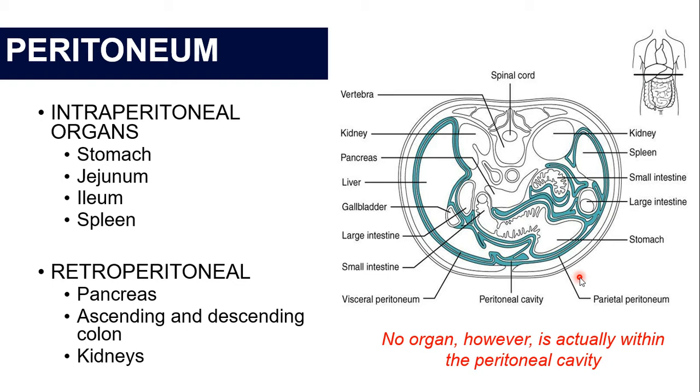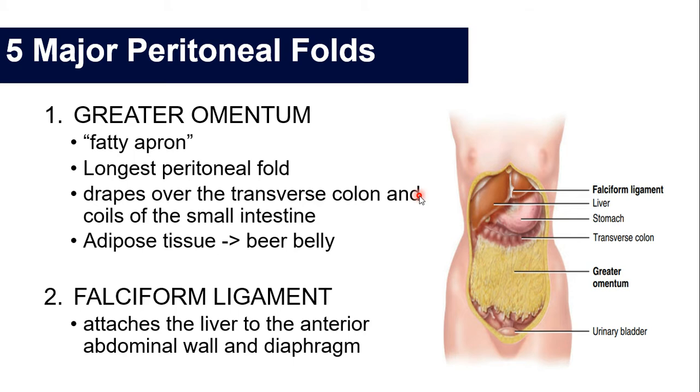Take note that an intraperitoneal organ, for example, the stomach, this one. So the stomach appears to be surrounded by the peritoneal cavity, but it is covered with visceral peritoneum and is attached to other organs by the omenta. Okay, so no organ, however, is actually within the peritoneal cavity. If we look at this picture, the peritoneal cavity is right here in between, or the white area here in between the visceral and the parietal peritoneum. So as you can see, there is no abdominal organ that is actually within this peritoneal cavity. So let's discuss the five major peritoneal folds.